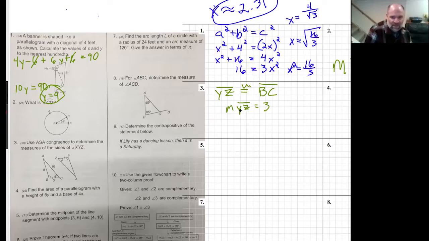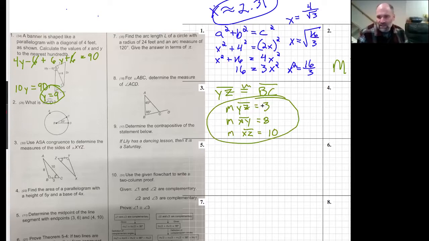Measures of the sides. Okay, so let's see. Measure of, what is it? XY. So that's the other side of the obtuse angle there. So that's AB, which is 8. And then the measure of the last one, XZ, equals AC, which is 10. Is that good? You guys handle that?